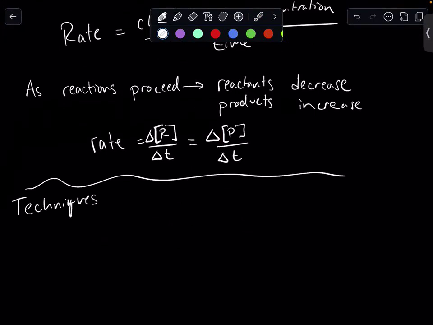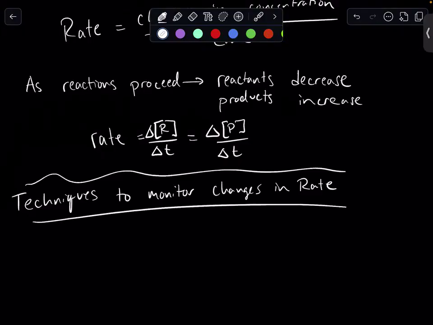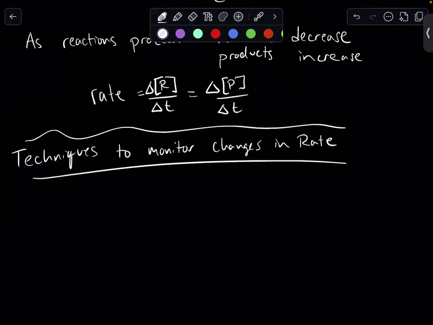Techniques to monitor changes in rate. So we're going to go through each one that might appear on the DP exam or you might use in a real lab. And I'll try and provide a little commentary on which ones are most commonly used in different scenarios.